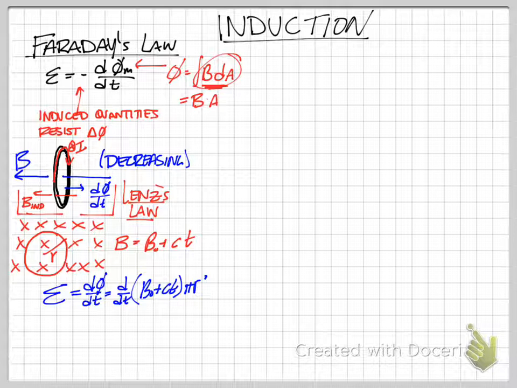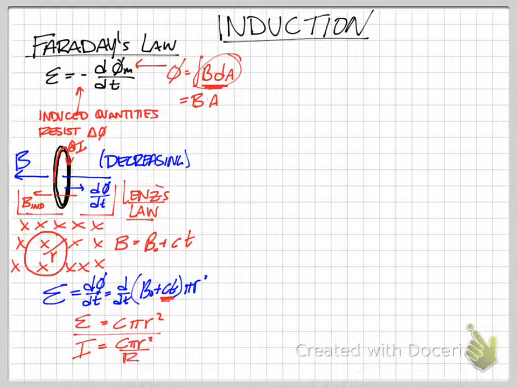So, the only thing that is changing with time is this CT part of it. So, the derivative of B0 plus CT with respect to time is just C. So my induced EMF comes out to be C times pi times r squared. That's my induced EMF. If we wanted the current here, the current would just be that EMF, C pi r squared, over the resistance.